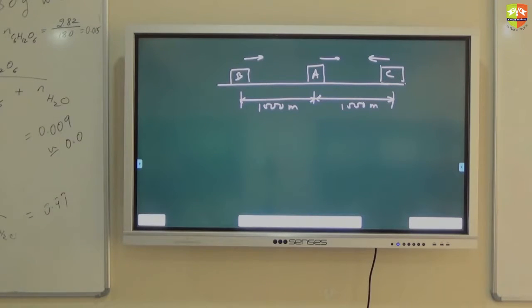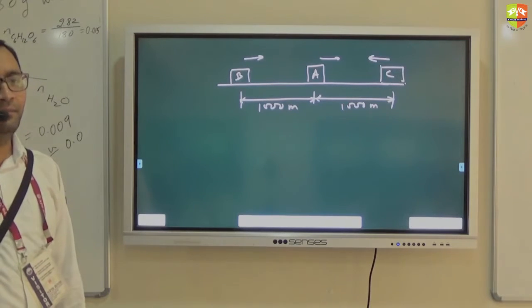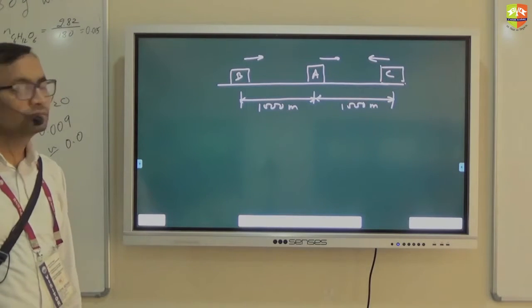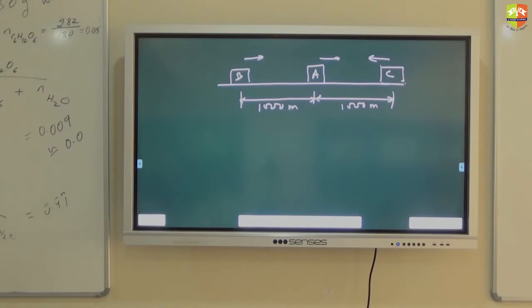Don't create noise. I said 1 kilometer. AB is equal to AC. Find the minimum acceleration of B for it to overtake A before C does. Okay, I have simplified the question. Listen to the question for the first time itself, properly. 100 times I will not repeat.